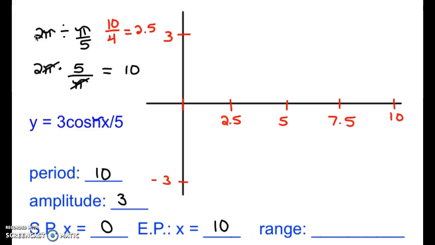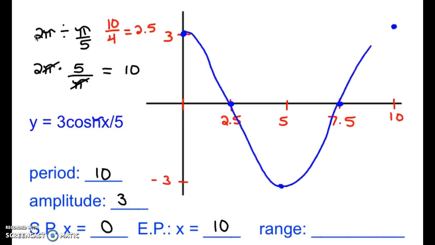Okay, so on this problem, I can go ahead and graph it, as long as I know the pattern. The pattern for cosine, you start out with the highest point, then the middle, then the lowest, then the middle, then the highest. Okay, so that would be the graph for cosine. And then what I know, the range, my y values range from -3 to +3.